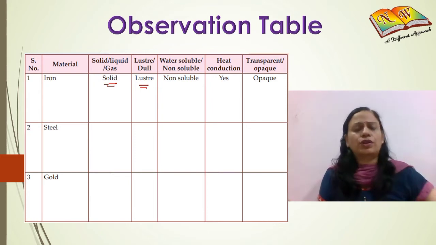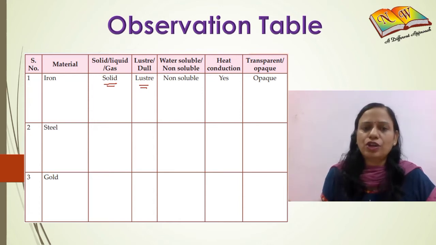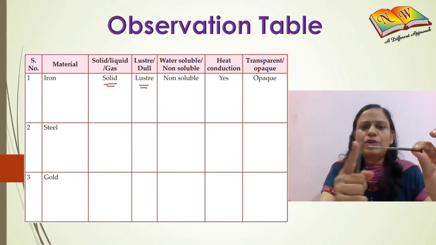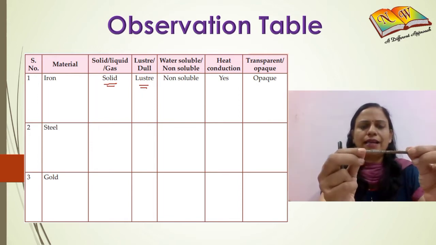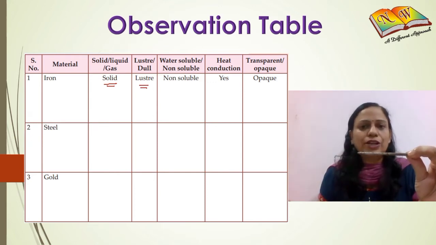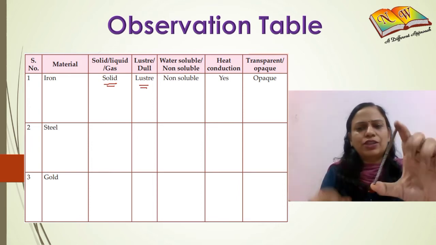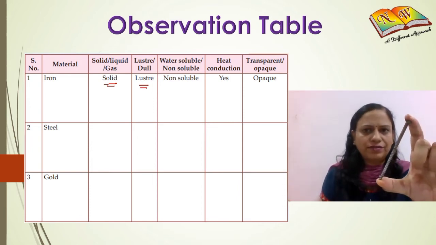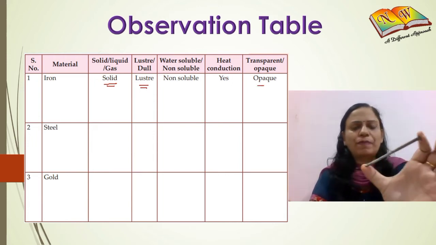What if you put this in water? Will it dissolve? Of course not. It will remain as it is. So it is non-soluble. If you heat one end of this nail, the heat flows to the other end and the entire nail becomes hot in some time. So that shows it is a good conductor. So yes, it allows heat to flow through it. So it is a conductor. And is it transparent or is it opaque? Can you see through it or not? Of course not. So it is opaque. So these are the general characteristics of a piece of iron.